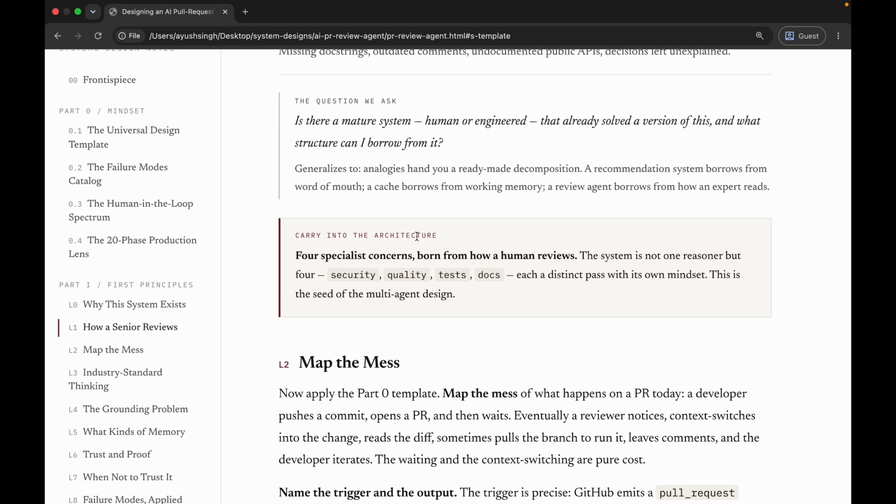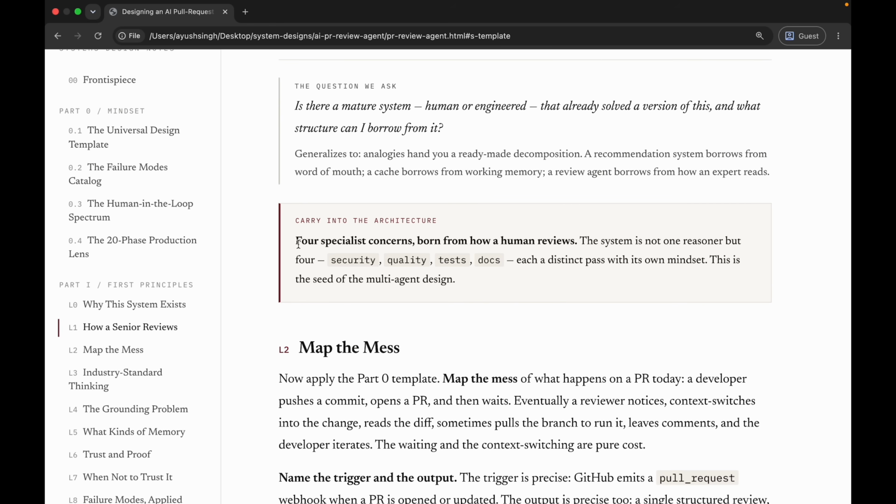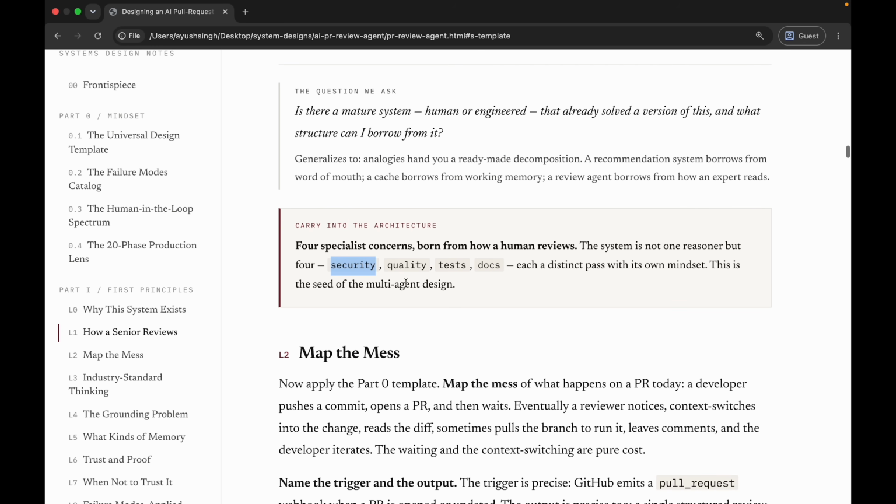All right. So in this L1, we say, okay, now what we're going to do, we're going to say 4 specialist concerns born from how a human reviews. So we're having security, quality agent, testing agent, and docs agent. Security agent will say that, hey, I'm going to test whether it's secure enough or not. Quality agent will check whether my logic is correct and right according to my architecture, design patterns, writing code standards and all. Is everything covered? Are there any missing edge cases, etc.? And can other people read it? And this is going to be how we will design our multi-agent system.